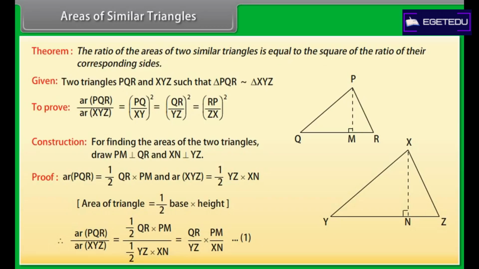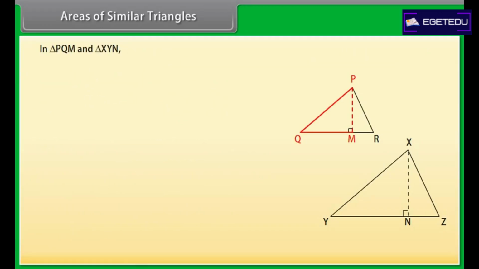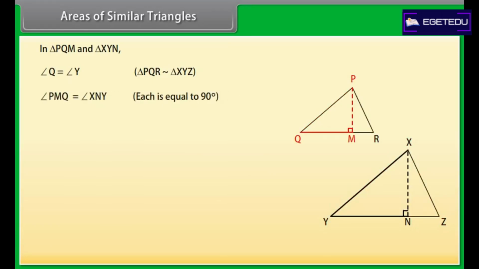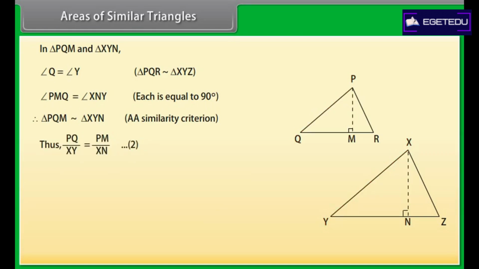Mark it as 1. In triangle PQM and XYN, angle Q is equal to angle Y, since triangle PQR is similar to triangle XYZ. Angle PMQ equals angle XNY, each angle is equal to 90 degrees. Therefore, triangle PQM is similar to triangle XYN by AA similarity criterion. Thus, PQ upon XY equals PM upon XN.